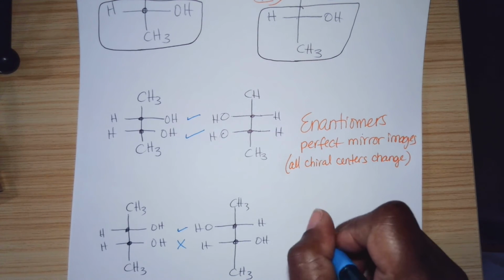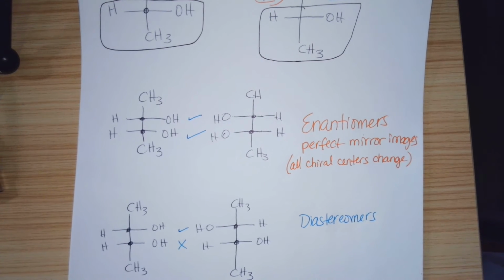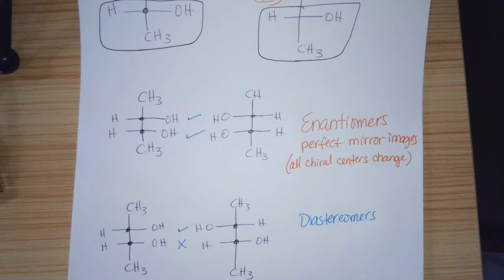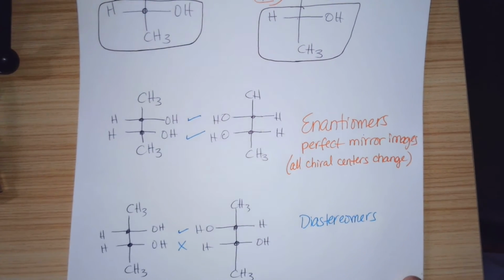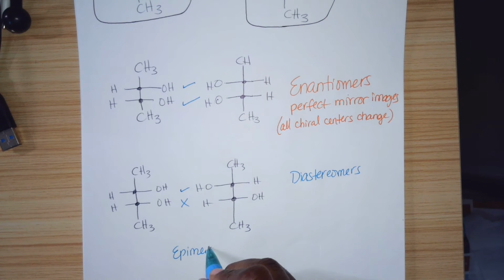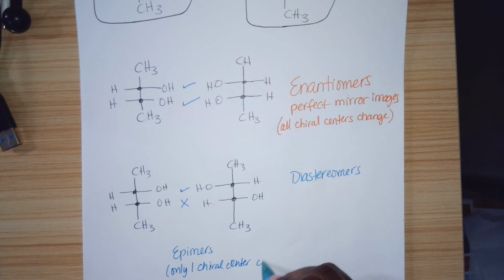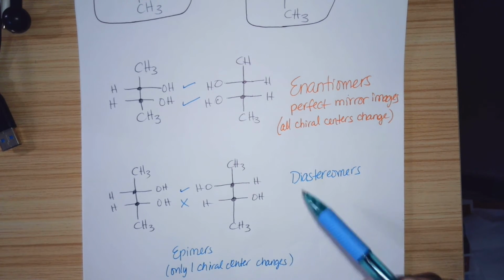In this case, they're going to represent diastereomers. And technically, these are epimers. Epimers are special types of diastereomers, where only one chiral center changes. If we had an example that had more than two chiral centers, it would be easier to see. But an epimer is technically a special type of diastereomer where only one chiral center changes.